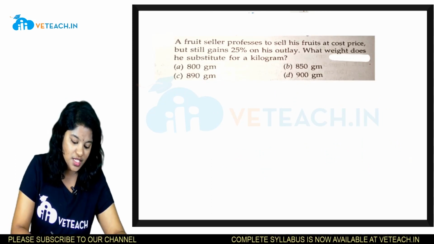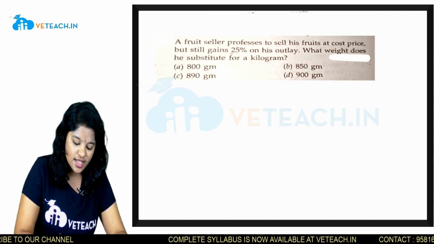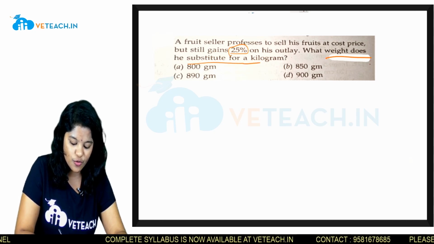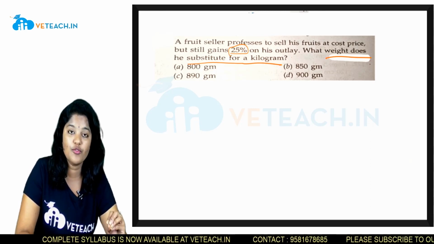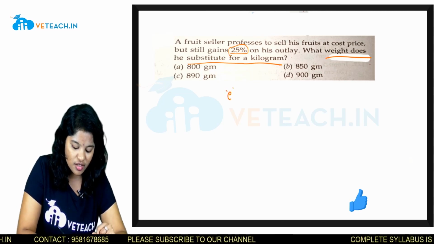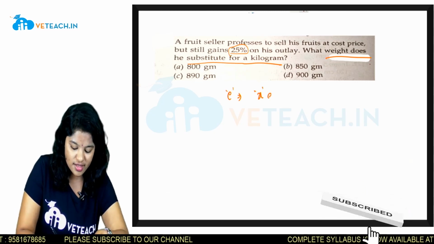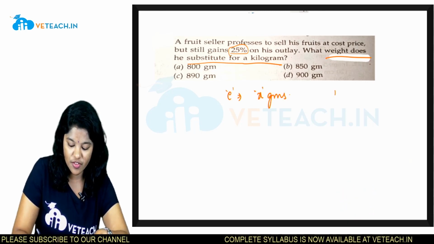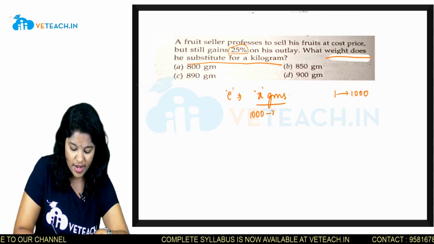See the next problem. A fruit seller promises to sell his fruits at cost price but still gains 25% on his outlay. What weight does he substitute for a kilogram? So even though he is selling at cost price, he is gaining a profit of 25%. That means he is weighing the fruit in a wrong way. Let the error in the weight be X grams. Per kg we have 1000 grams, so the remaining grams will be 1000 minus X.